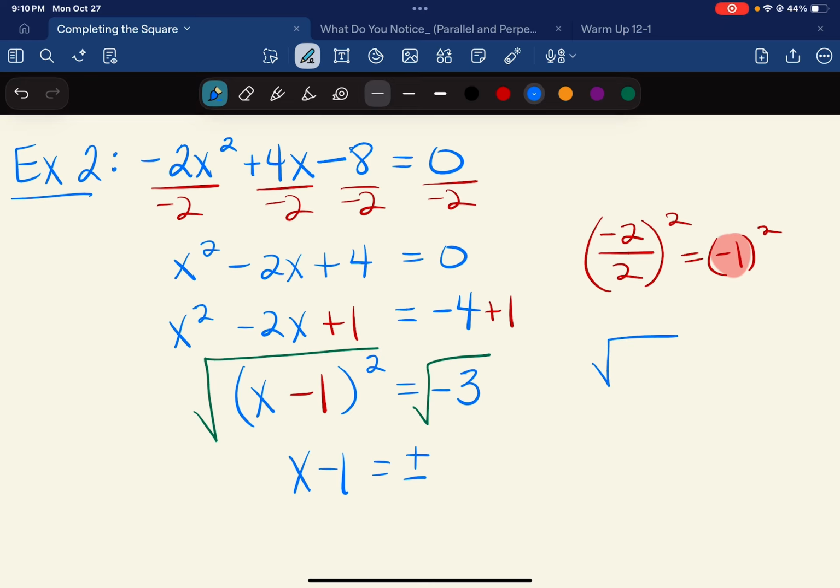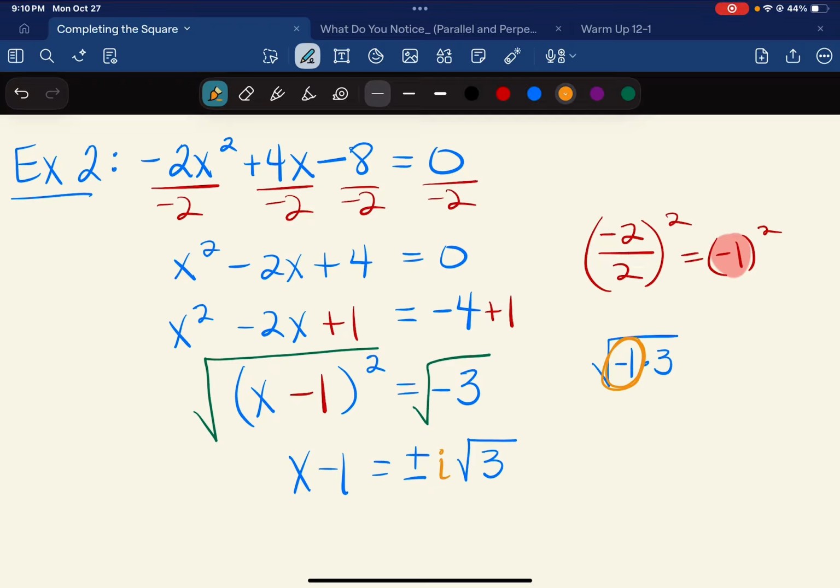So the square root of negative 3 is the same thing as saying the square root of negative 1 times 3. And hopefully you remember your imaginary numbers. The square root of negative 1 is always i. Comes out as an i, the imaginary i. And then we have the 3 left under our square root. So it's just i square root 3.